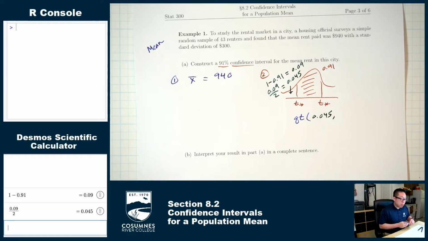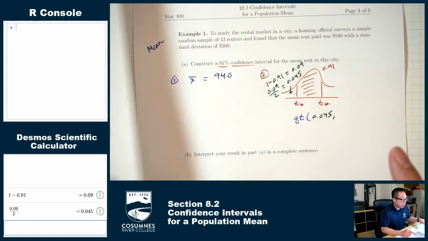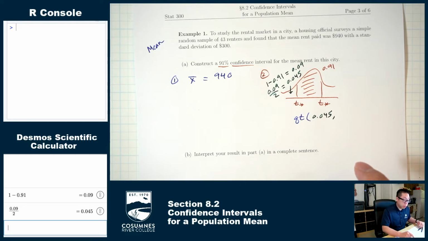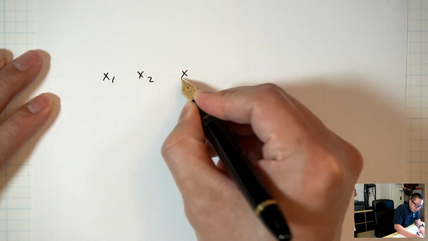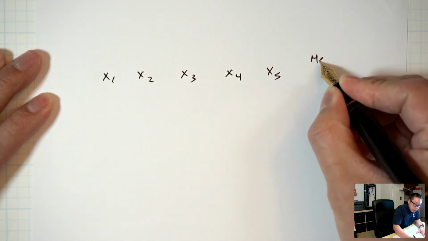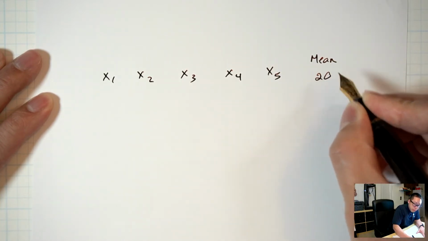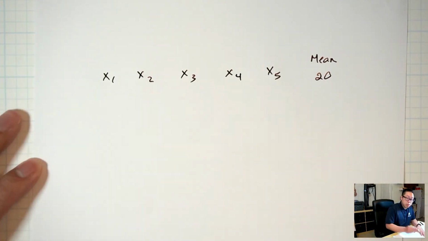qt requires a df also. Okay, qt is left area, df. df is degrees of freedom, which is 1 less than our sample size. Let me interrupt here and tell you where the term degrees of freedom comes from. Say I ask you to give me 5 numbers that have a mean of 20. 1 number, 2 numbers, 3 numbers, 4 numbers, 5 numbers that have a mean of 20. There's many answers here. In other words, you have a lot of freedom in how you choose these numbers.